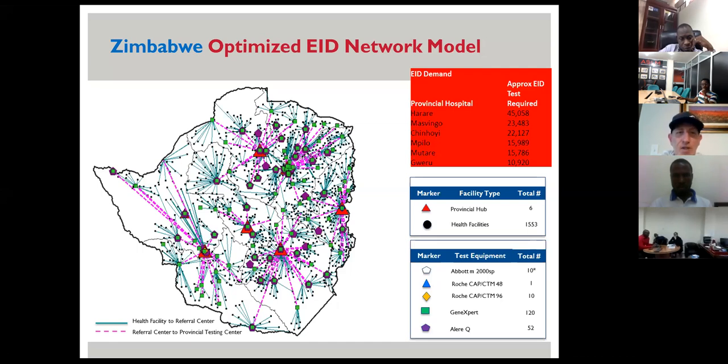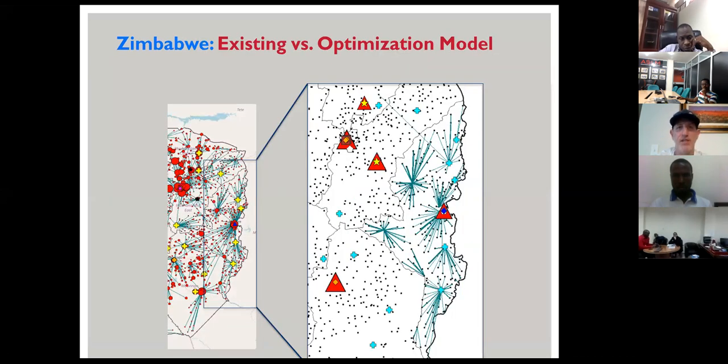This kind of gives you an idea of the difference between what we were looking at as part of the original versus what the software tool can actually provide to you. So you can see this particular region in Zimbabwe, the before and the after, and you can see it's a very clean linkage. And what it does is it actually creates 100% coverage in relation to sample linkages. So it's a very significant difference between the before and the after.